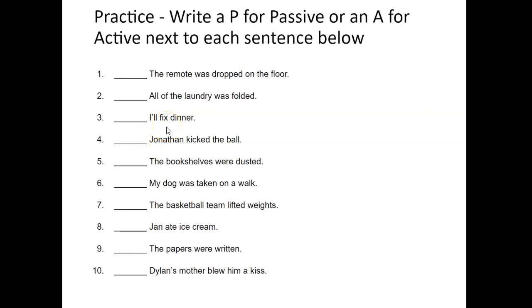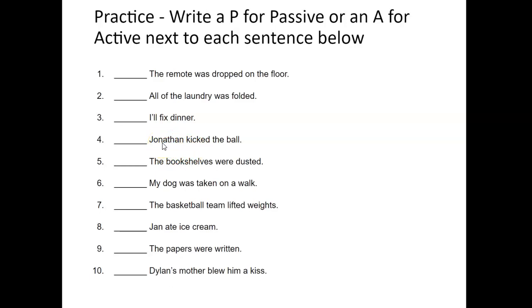Number four, Jonathan kicked the ball. Do you think that sentence is active or passive? Number four is active. The verb is kicked. We have to ask ourselves who kicked the ball. It was Jonathan, which is before the verb. So that is an active sentence.